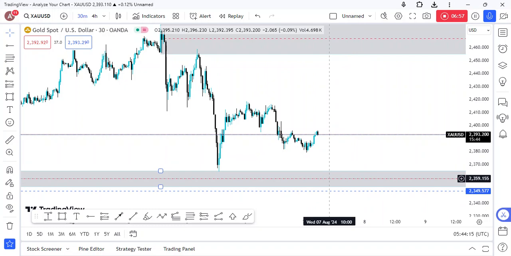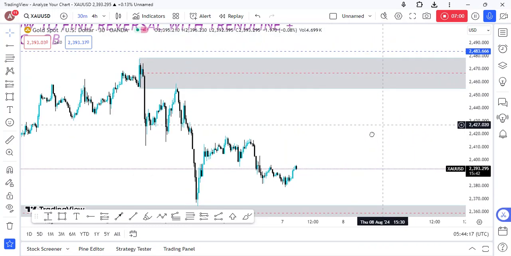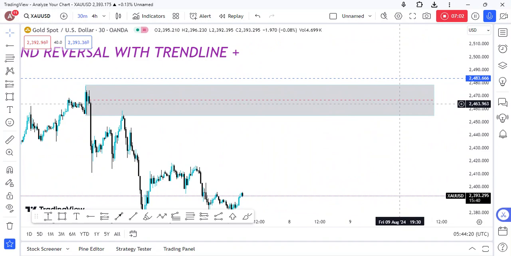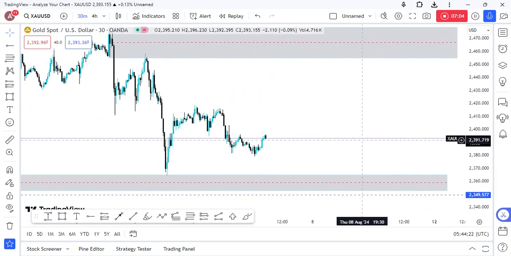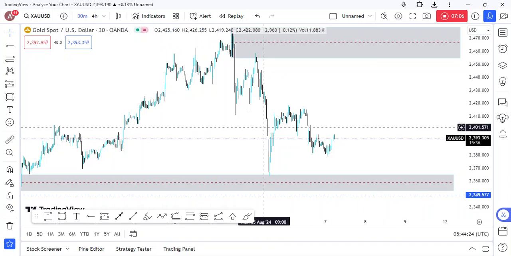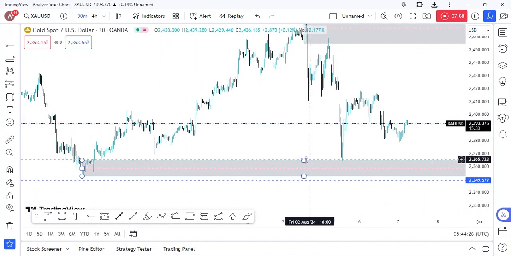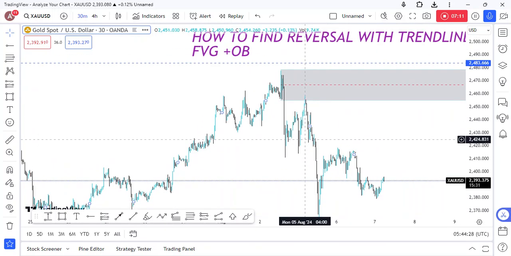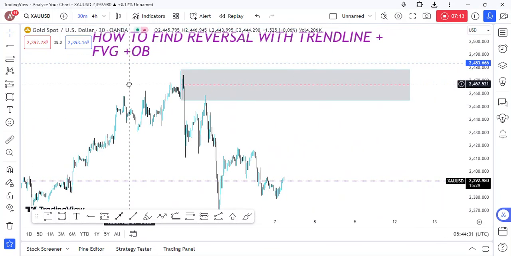This is what I call the demand, which is my bullish OB, and this is what I call my supply, which is my bearish OB. So I believe you understand how I get my other blocks to know the reversal.